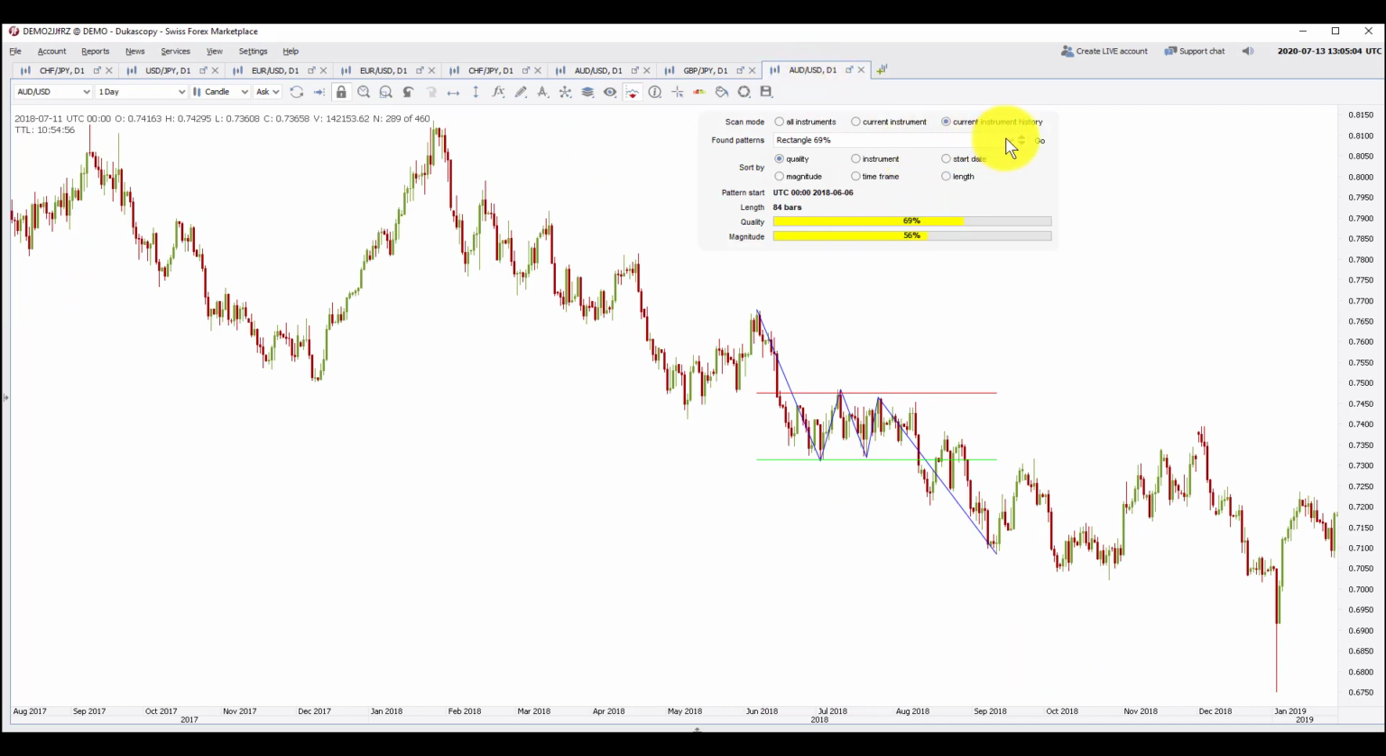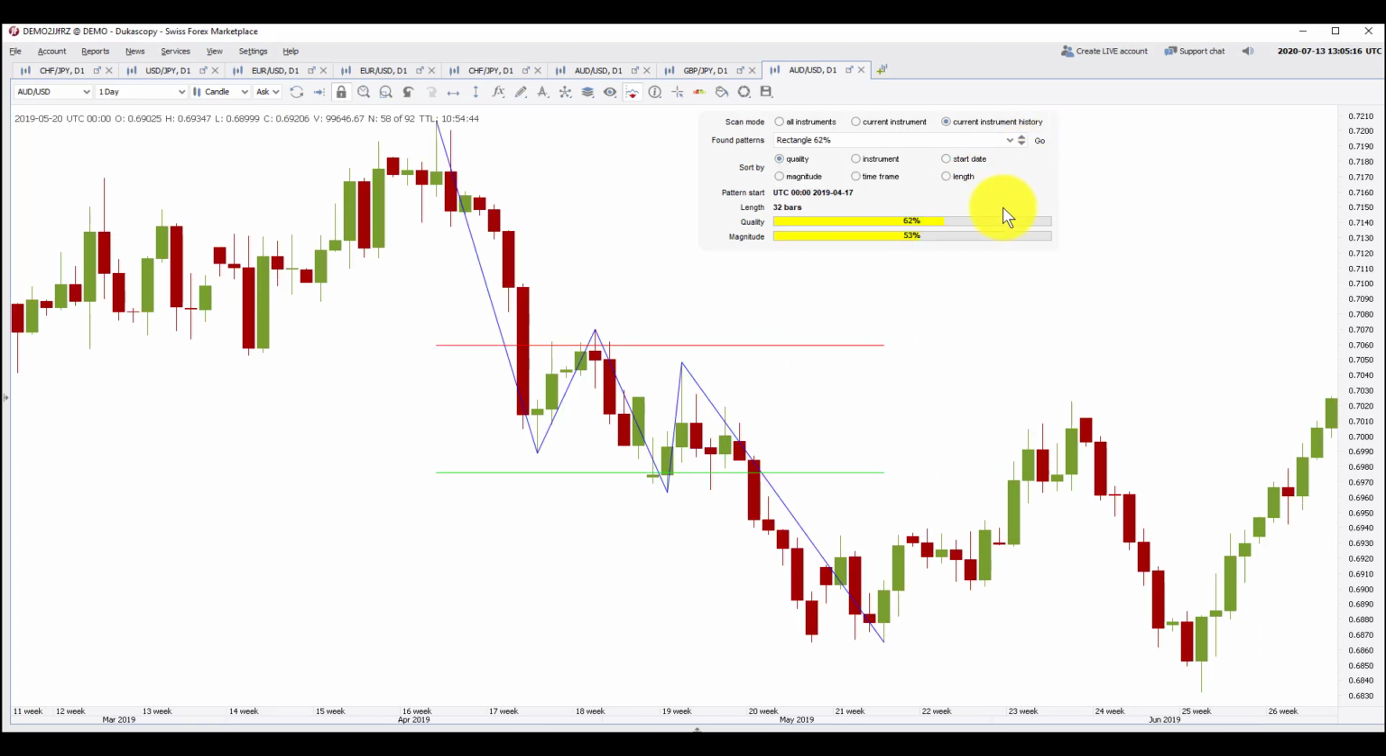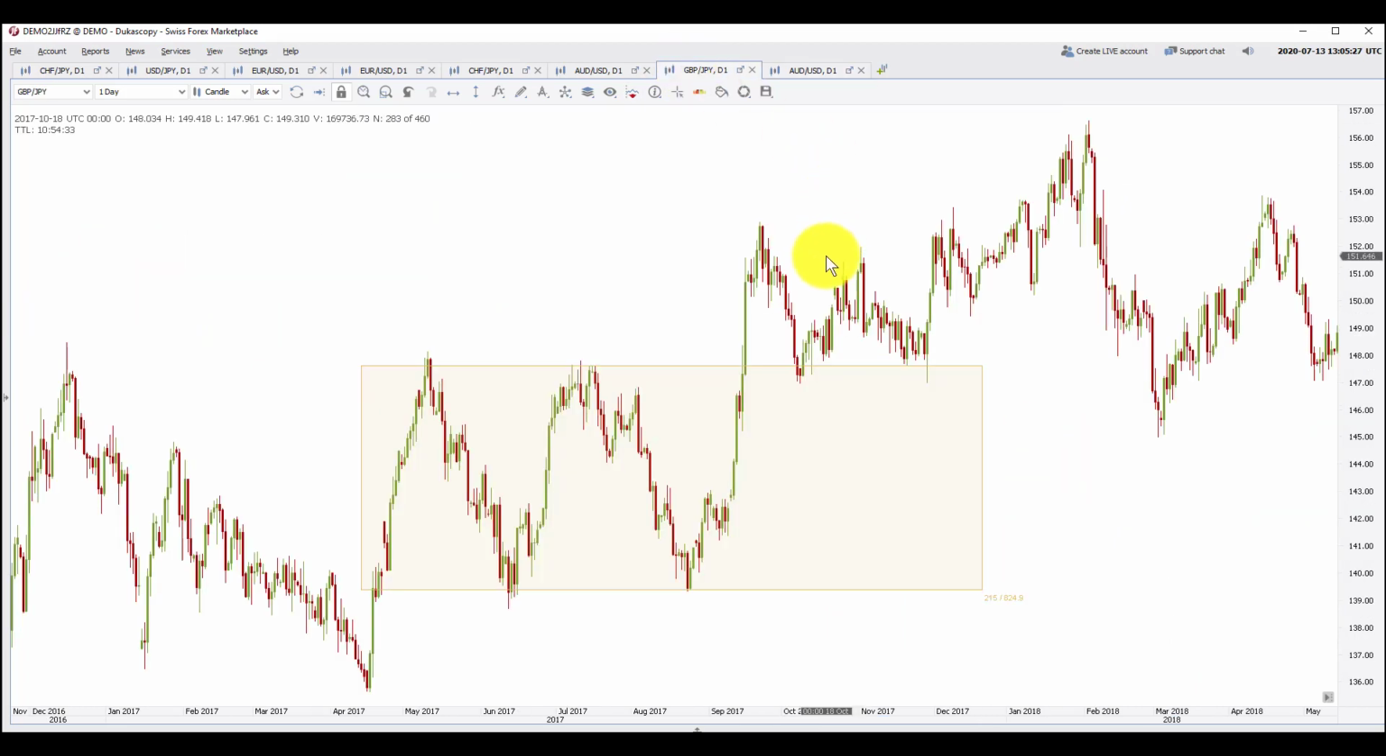We'll try to go for another rectangle and let us see if it happens. No, it is the same example. So again the same example. We need a rectangle with a solid formation. Okay, we'll see another example from the GBP JPY.